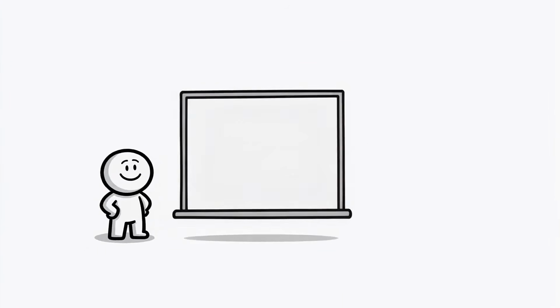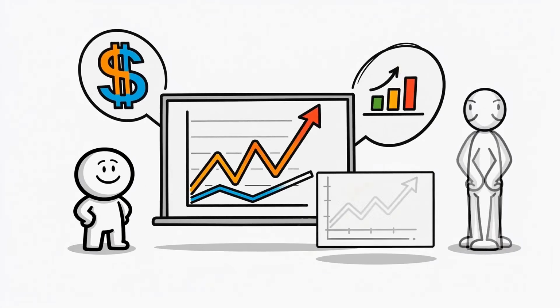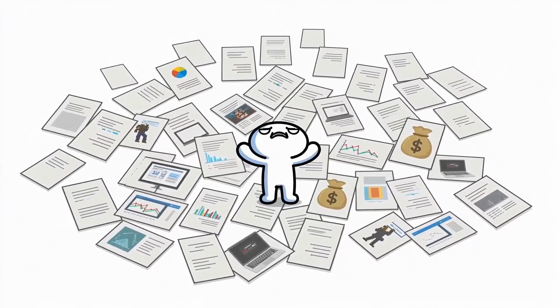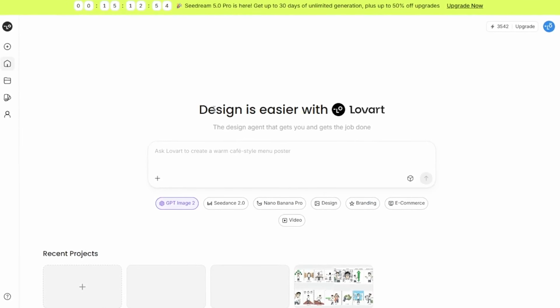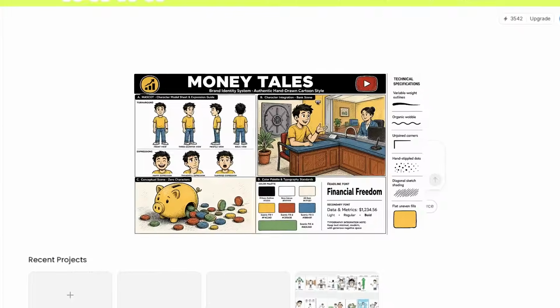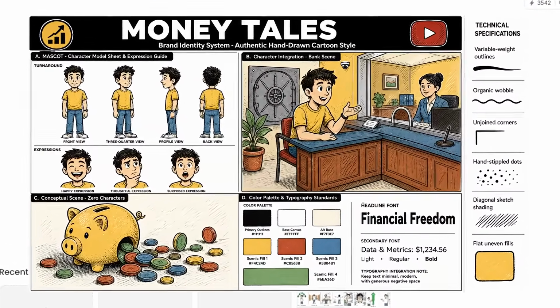So in this video, I'm going to build my own original version of this faceless finance format from scratch. But instead of generating random images one by one and trying to force them to match later, I'm going to use Lovart as the creative workspace to build a complete, reusable visual production system for the channel. And here's the final result I created.